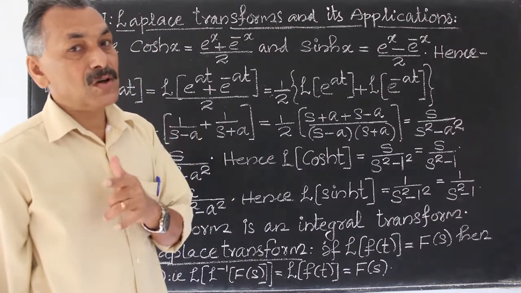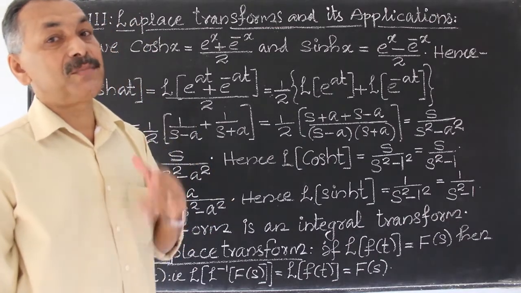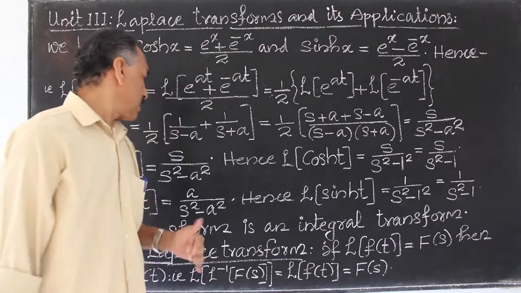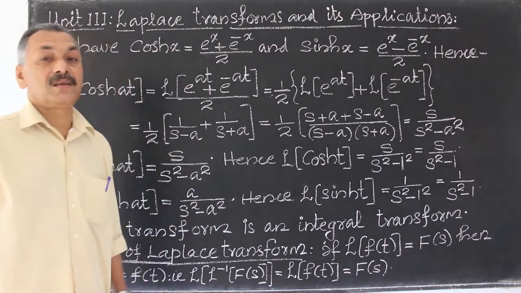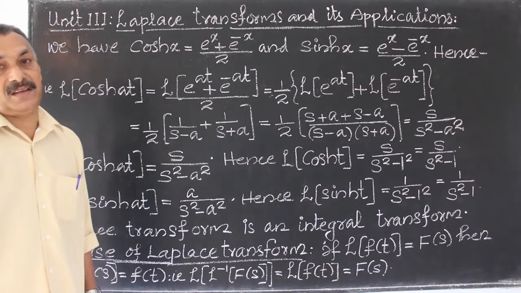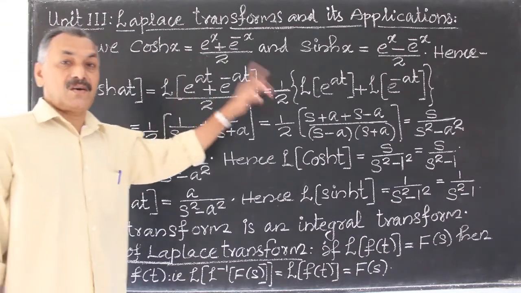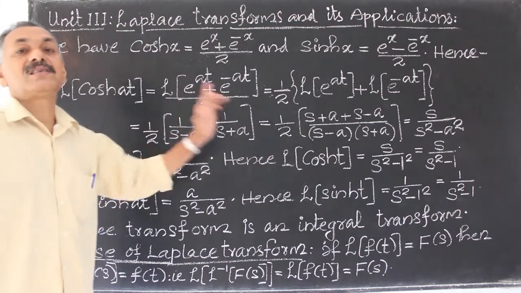Laplace transform of cos hat is equal to s divided by s square minus a square. That means the denominator becomes negative in which case? That is a hyperbolic function. Okay, that is the Laplace transform of cos h at, sin h at.